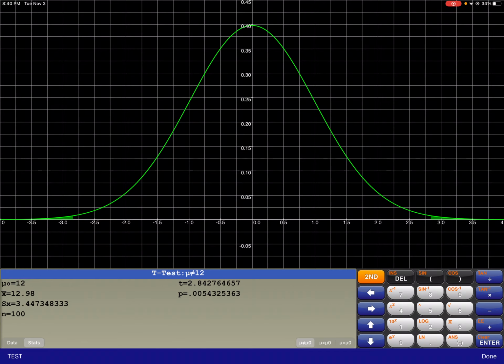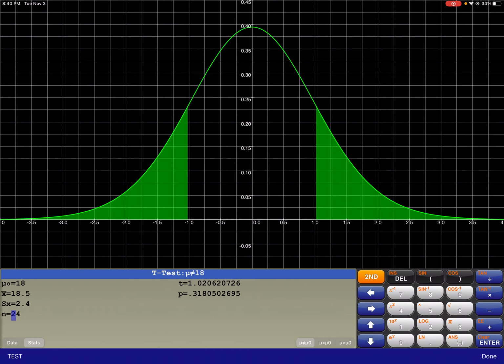In this one, my population mean is 18. My sample mean was 18.5. My sample standard deviation was 2.4. And you can see this is a nice two-tailed test. You can see the picture showing up. And then my n was 24 in this case. And you can see my green section is shaded in there pretty far.